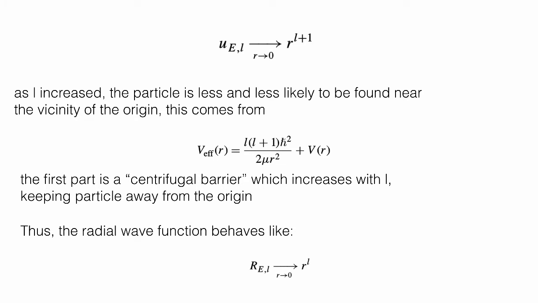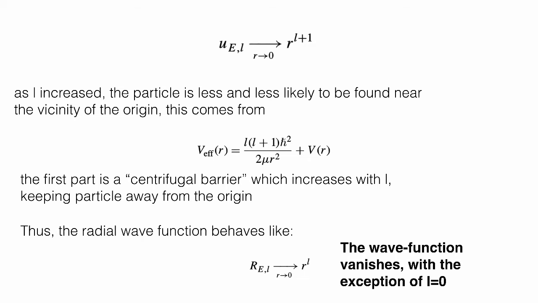So in other words, when everything is said and done, we can say that the radial wave function behaves like r to the power L. Remember that capital R is u of r divided by r. So we have done something fairly straightforward. We showed the behavior of the radial wave function near the origin. It is r to the power L. This is pretty nice. The wave function will always vanish at the origin unless we have an S state, in other words, when L equals 0.